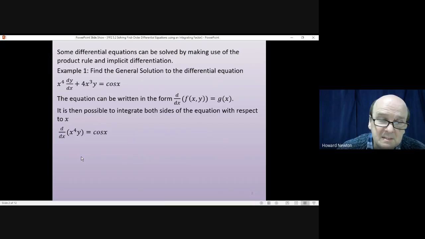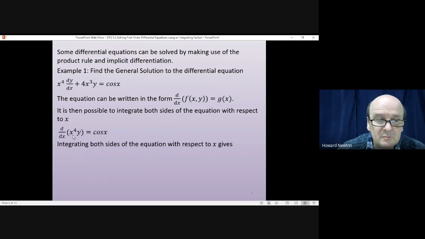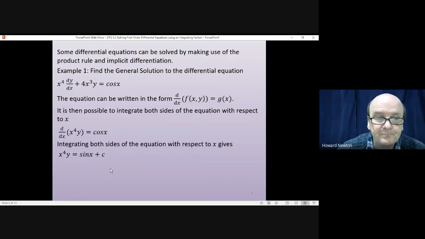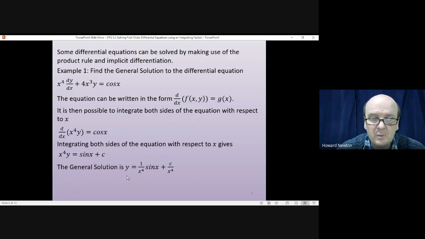Having written it like that, it's then possible to integrate both sides of the equation with respect to x. So integrating the left-hand side with respect to x just gives us x to the 4 y. Integrating cos x gives us sin x, and we do need to remember to add on the arbitrary constant in these questions. We've been asked to find the general solution. Now, the general solution is where you find y as a function of x. So we do need to divide through by x to the 4, and then that will give us the general solution. y equals 1 over x to the 4 times sin x plus c divided by x to the 4.